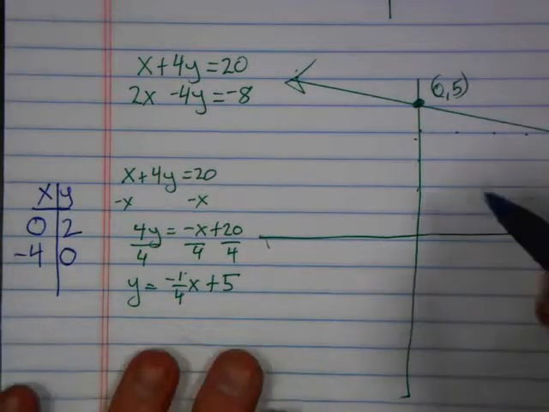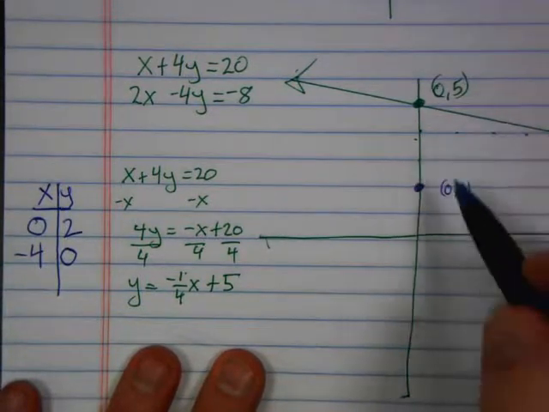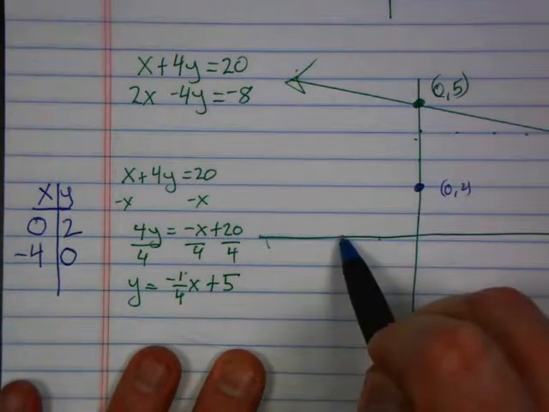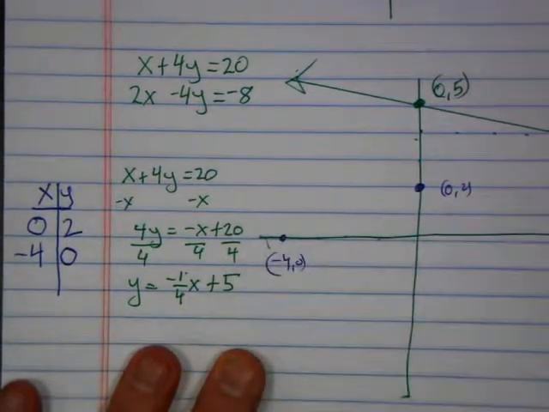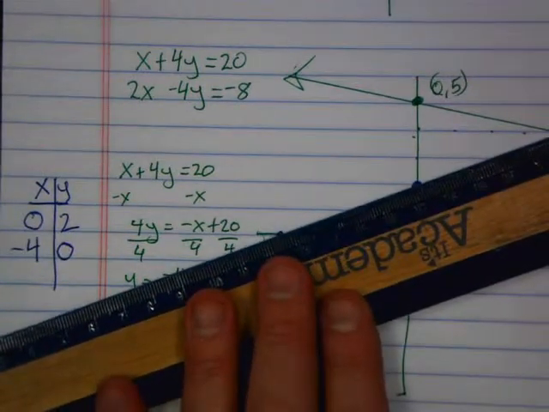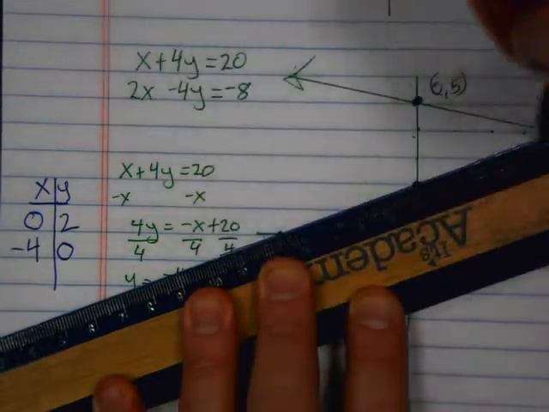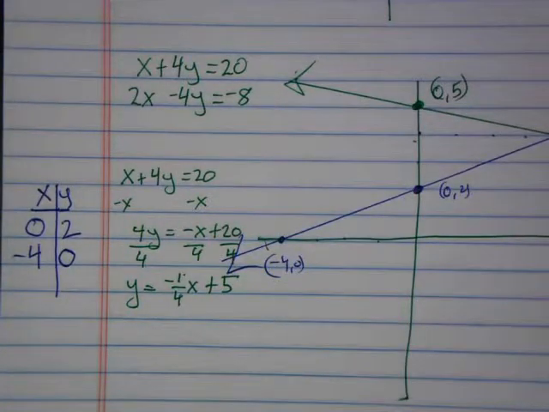So now I have 0, 2 and negative 4, 0. And I play connect the dots. Where does it look like they cross? Certainly looks like they cross at 4, 4. Am I sure that's the right answer?